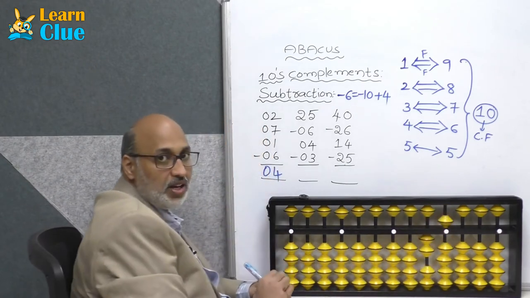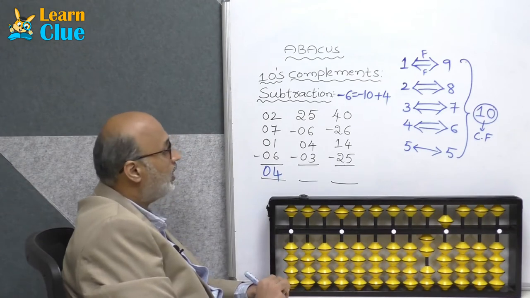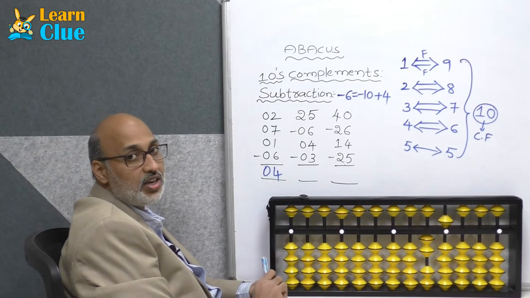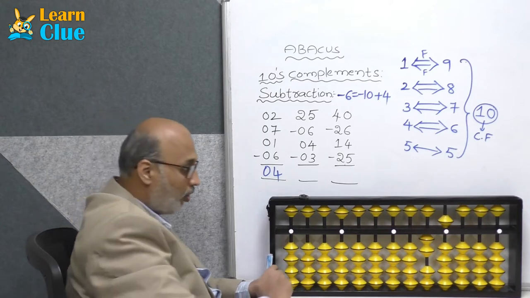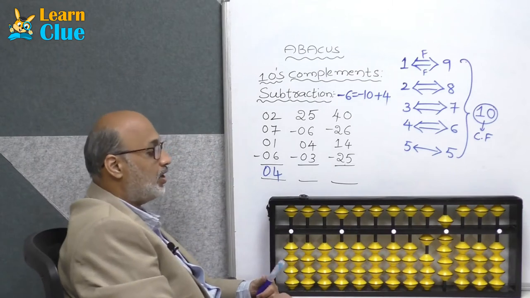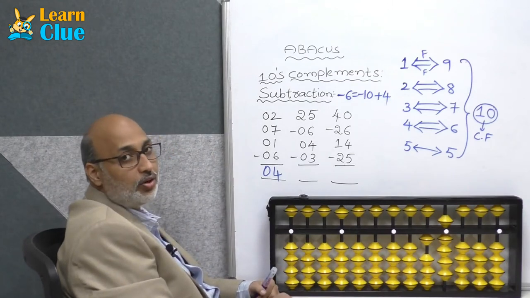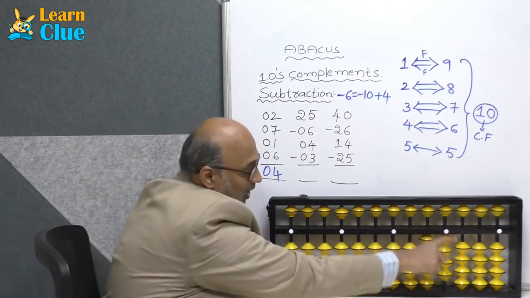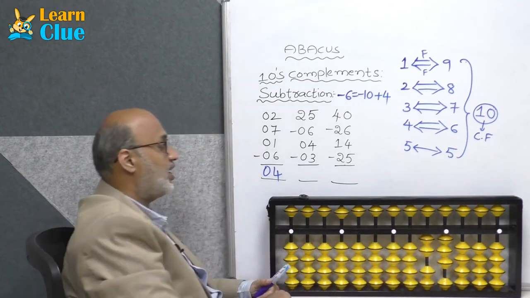Next problem, 25. 20 plus 5. Okay. Now they are asking minus 6. How to do 6? Who is the friend of 6? 4. Minus 10 plus 4. Now they are asking again plus 4. How to do plus 4 here? Who is the friend of 4? 6. Minus 6 plus 10.